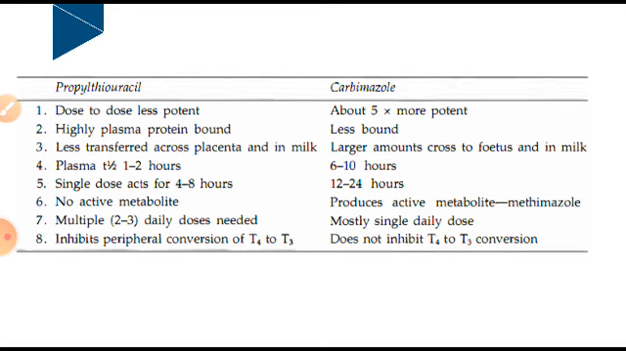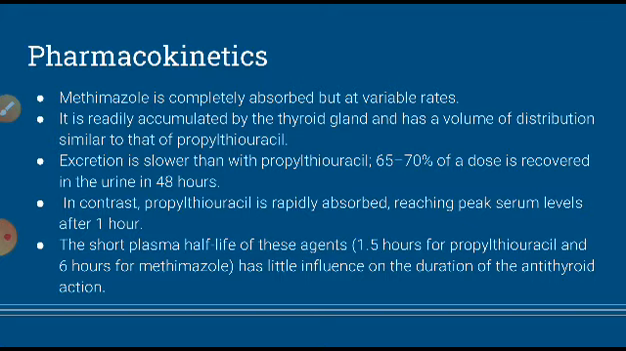Single dose acts for 4 to 8 hours, here it acts 12 to 24 hours. So these are some major differences. Propylthiouracil also inhibits the peripheral conversion of T4 to T3, while carbimazole does not inhibit T4 to T3 conversion. Propylthiouracil is needed in multiple doses, while carbimazole can be given only in single daily doses. So these are the very important differences. Very important to understand these pharmacokinetic differences.